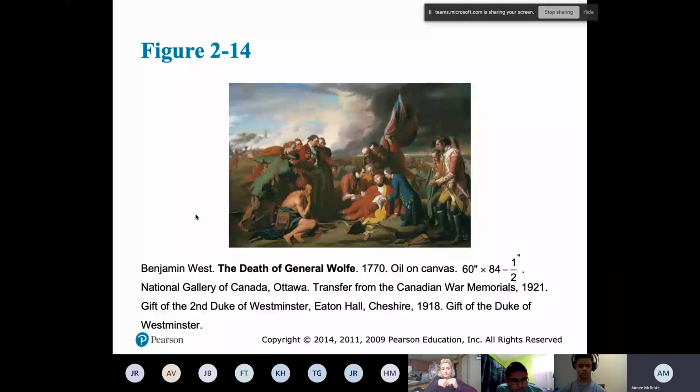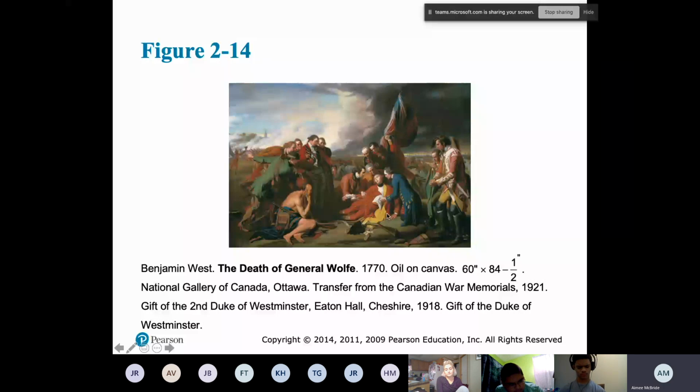And right here we have an image. Obviously, this is not realistic because normally when you're fighting for your lives, you don't stop to watch your buddy die and all look at him in awe and wonder. That's not normal. This is a poetic version of General Wolfe's death. Probably no one was even there when he died.